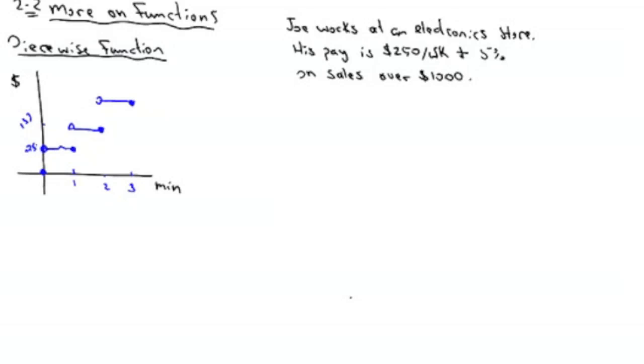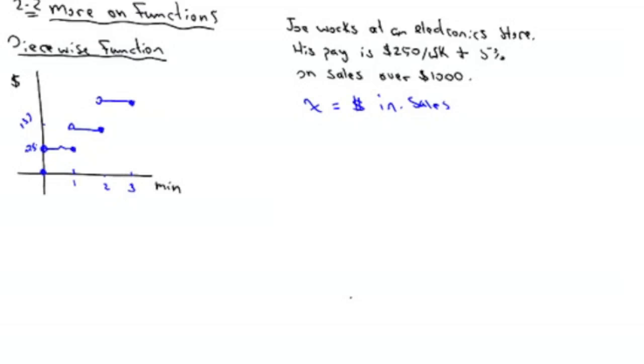All right. So what's our variable here? Well, it's going to be x. I'll tell you that. So x is going to represent what here? The sales. How much money he's bringing in. So x equals money in, sales. How much he sells? TV, stereo, so forth and so on. If he only sells $1,000, how much does Joe make? $250, because he didn't go over the 1,000.